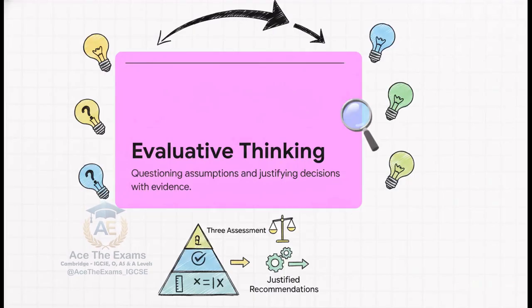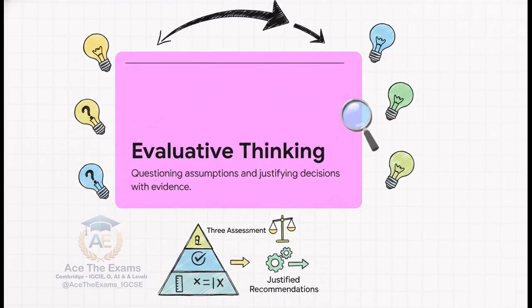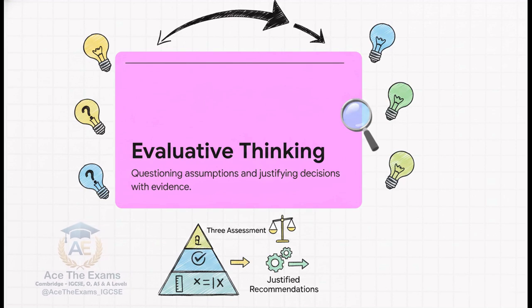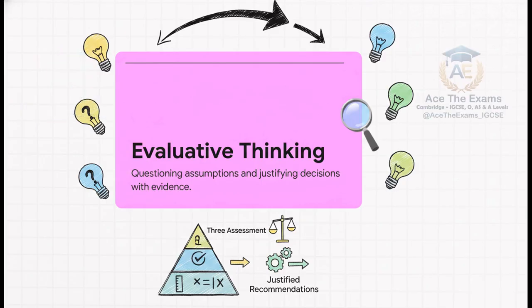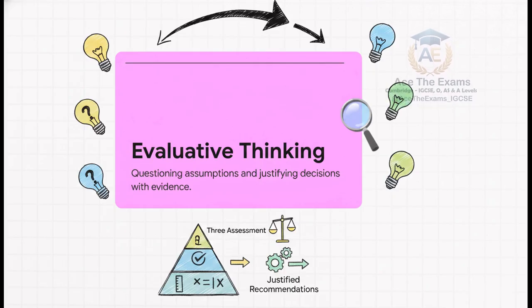To hit those absolute highest marks, you've got to engage in what the framework calls evaluative thinking. Top-scoring candidates demonstrate this by questioning assumptions, considering different perspectives, evaluating alternatives, and ultimately justifying their decisions with hard evidence. The assessment framework basically has 3 levels: descriptive, analytical, and finally, evaluative. If you're just describing the math, you're stuck at the bottom. But if you're comparing approaches and offering justified recommendations based on your calculations, now you're operating at the evaluative level. That's where you want to be.